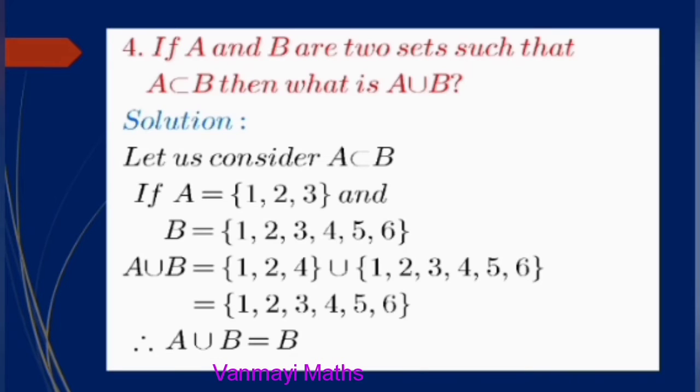Here is the fourth question. If A and B are two sets such that A is a subset of B, then what is A union B? So let us consider A subset B means if A is equal to 1, 2, 3 and B is equal to 1, 2, 3, 4, 5, 6. So in this way A is a subset of B. And if we calculate A union B, we will get 1, 2, 3, 4, 5, 6. That is nothing but the set B.